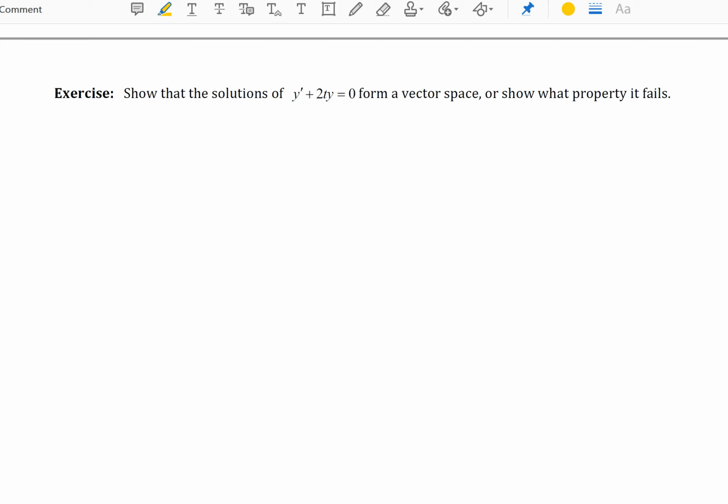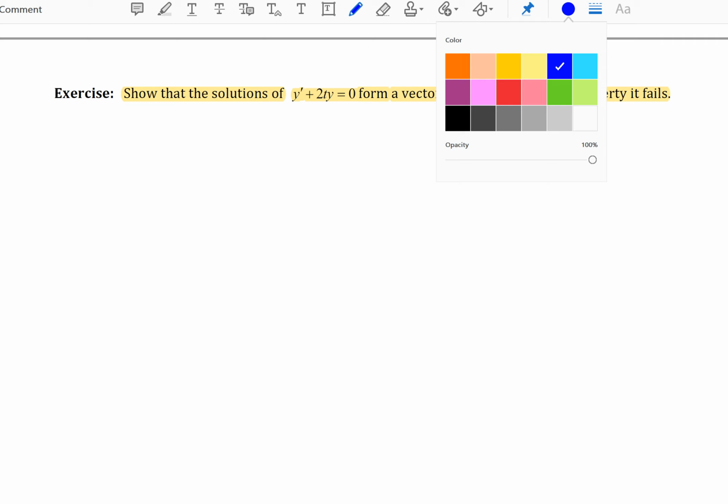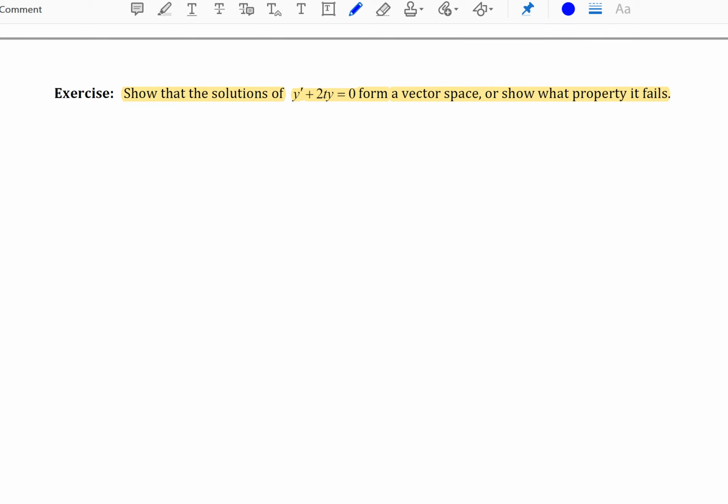Let's look at some differential equations. Here I'm asked to show that the solutions of the differential equation form a vector space or show what property it fails. If I'm going to show that the solutions are a vector space, maybe we should first go look and see what the solutions look like.